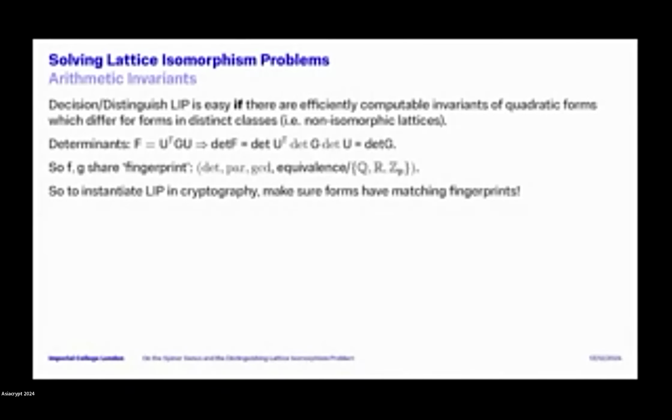And if we're going to use LIP in cryptography, we really need to make sure that two forms that are an instance of a lattice isomorphism problem have matching fingerprints, because otherwise the problem is straightforward to solve. We care in this talk about notions of equivalence, the last entry of the fingerprint.